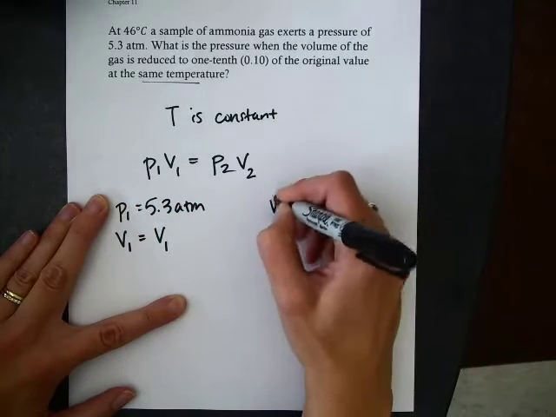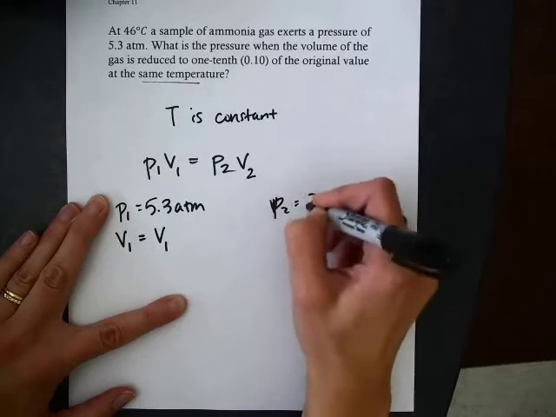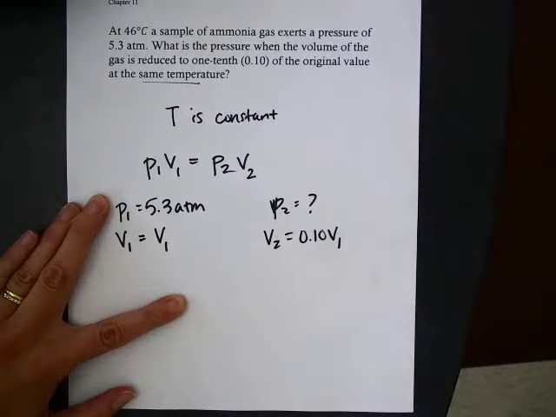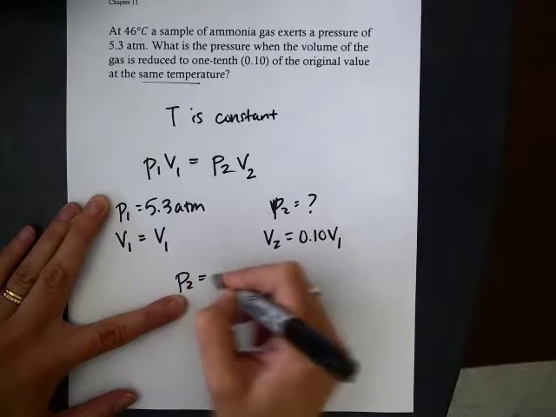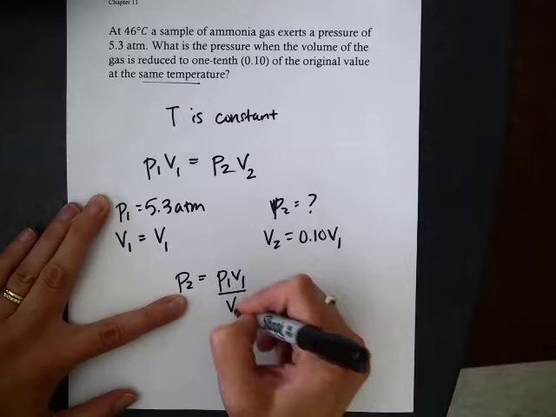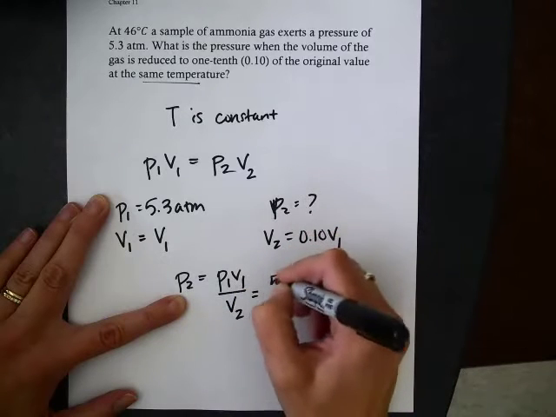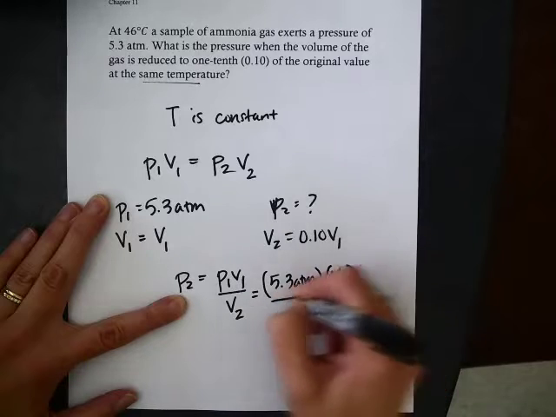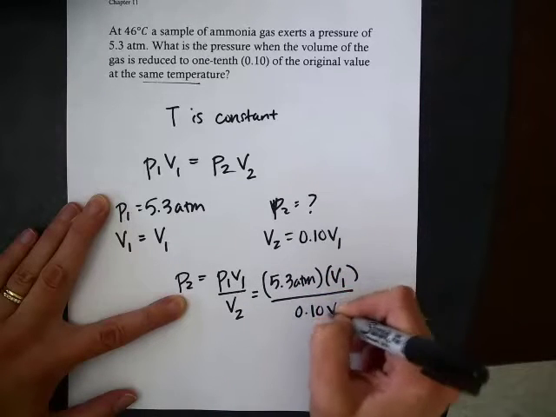I don't know what V1 is, but I can put V2 is 0.1 times V1, and that's going to be enough. And my unknown is P2. So I'm going to solve this for P2 by dividing both sides by V2 and then plug in 5.3 atmospheres on top, V1 on top, and 0.1 times V1 on the bottom.